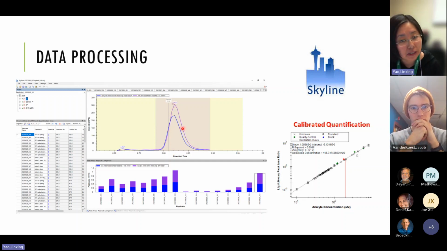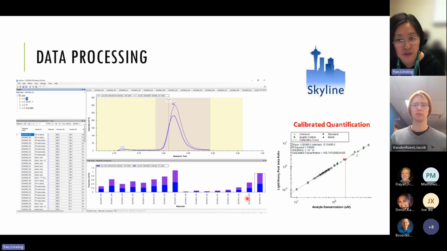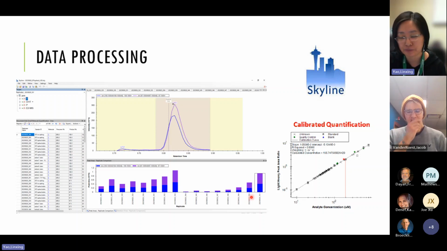Here, each peak, the different color of the peak represents a different MRM transition, and you can look at the peak area calculation for each peak. And if you want, you could build the program in Skyline to do all the calculations, including calibration curve fitting and final concentration calculations, and then export this to Excel.